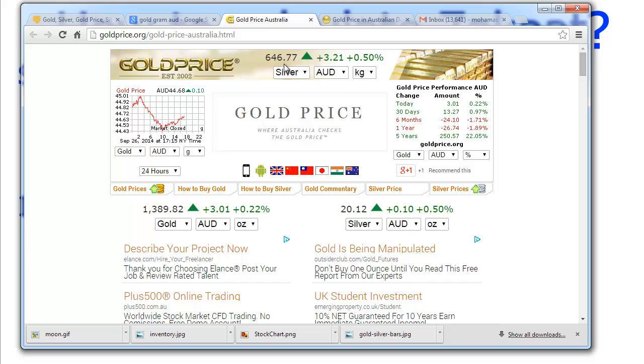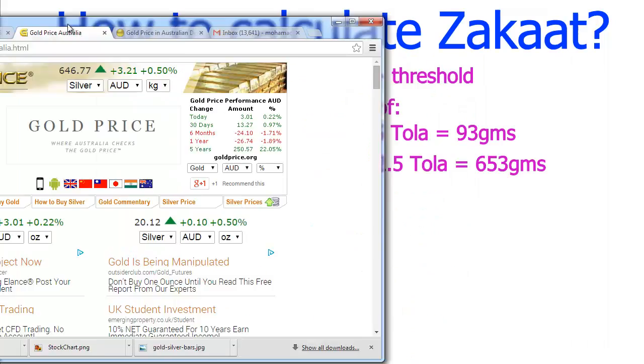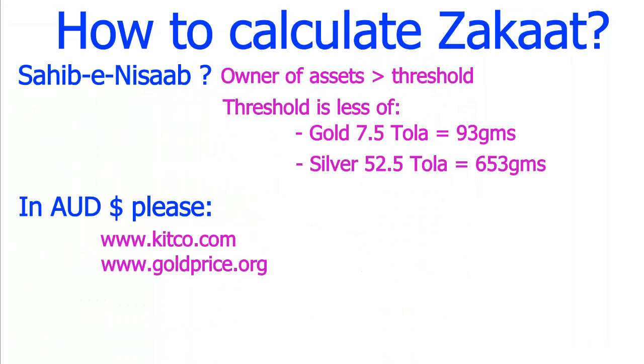You divide that by 1,000, so you move this dot 3 places to the left, 1, 2, 3, and you're going to have something like 0.646, right? So say 0.65, for example, or 0.64. So 0.64 Australian dollars is the cost of 1 gram of silver, okay? So let's now do that calculation.